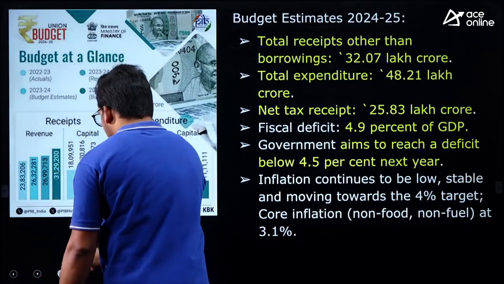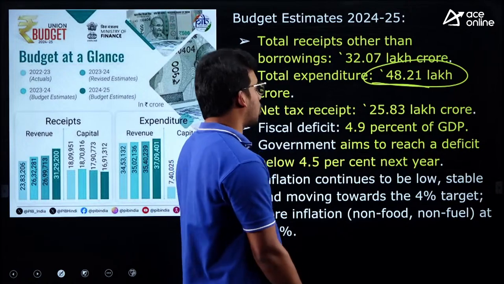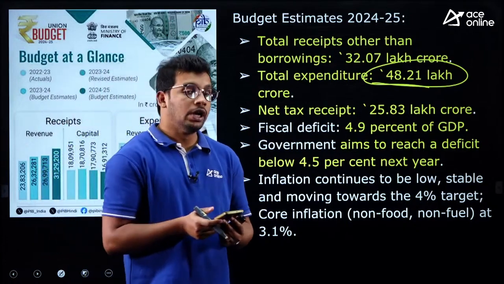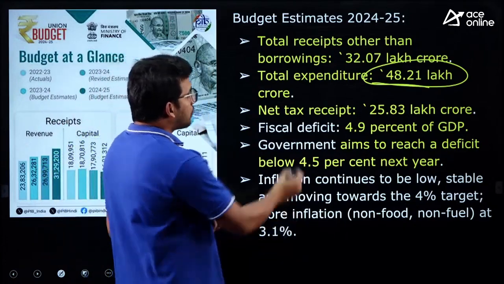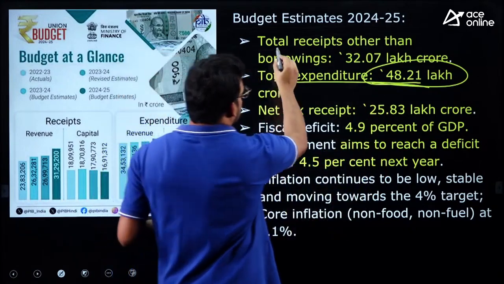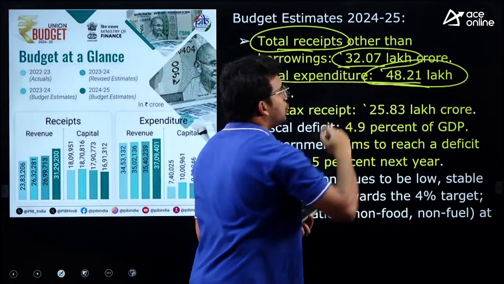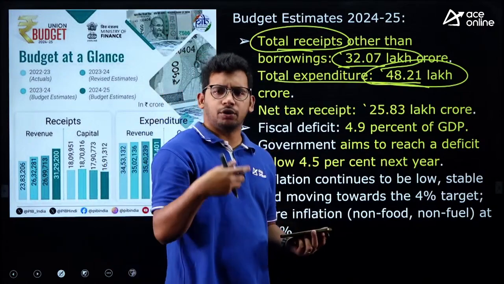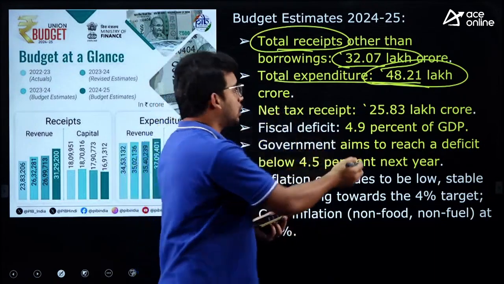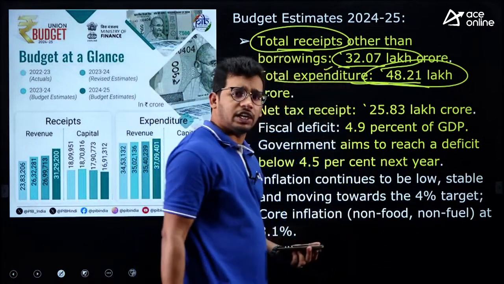The total amount of money that government is spending is 48.21 lakh crore. We have seen the total budget is 48.21 lakh crore. Now you also need to answer, out of this total expenditure of 48.21 lakh crore, the total receipts, that means the money which government is getting from all the sources, is 32.07 lakh crore. Say your expenditure is 1000 rupees per month, but you are getting only 800 rupees. So this is the government's situation. The total expenditure planned was 48.21 lakh crore, but the revenue government is getting is just 32.07.